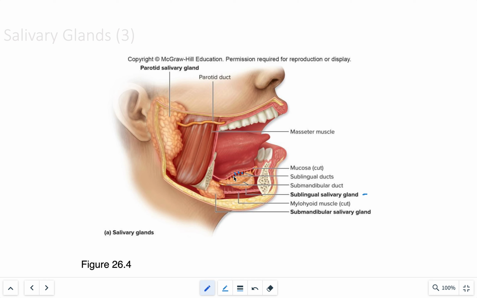open onto the inferior surface of the oral cavity, just posterior to the submandibular duct. And so we see the submandibular duct empty out more in the anterior portion, and we see the sublingual salivary ducts emptying out more inferior. And the sublingual salivary gland only contributes about 3 to 5% of our total saliva.